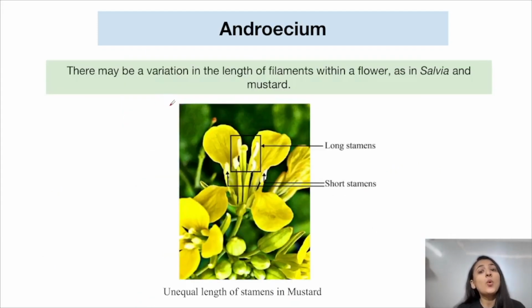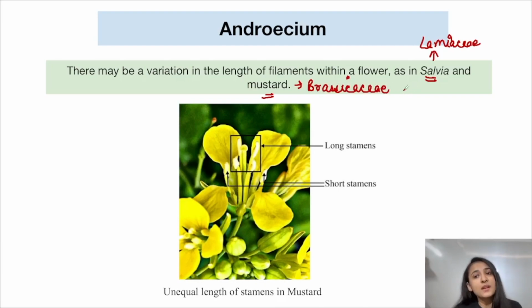Now there can also be variation in the length of the filaments of the stamens within a flower. Within a flower, numerous stamens are present. There can be some stamens where the length of the filament is longer than other stamens. Such variation in the length of the filaments of stamens within the same flower is seen in salvia and mustard plants. Salvia belongs to the family Lamiaceae and mustard belongs to the family Brassicaceae.